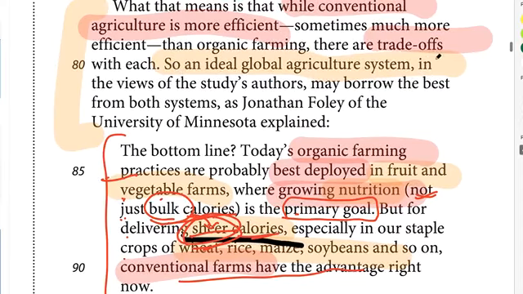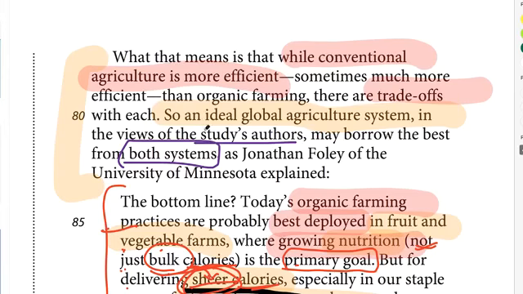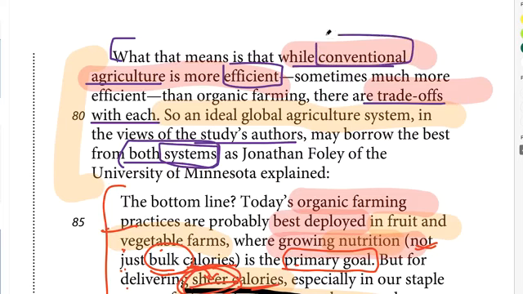So an ideal global agriculture system, in the view of the study's authors, may borrow the best from both systems. So here's the deal. Do I know what the heck both systems means? No. If I don't know what that means, I have not read enough. I need to read more, okay? So I'm going to go back up here. What it means is that while conventional agriculture is more efficient, sometimes more efficient than organic farming, there are trade-offs with each. So the two kinds of systems are organic and conventional agriculture.